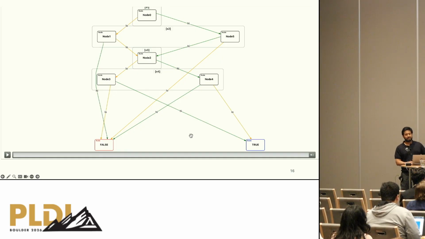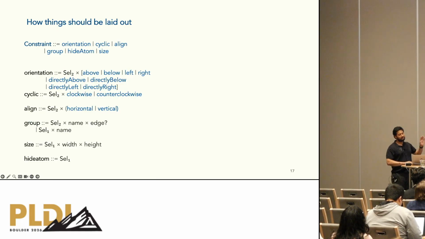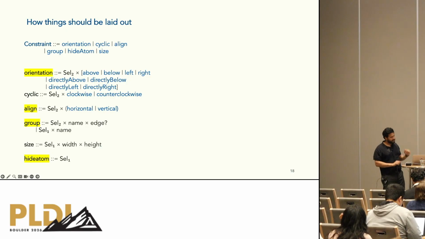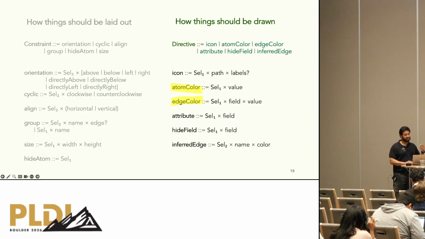So what's the vocabulary you can really use to express all of this? Spatial is deliberately really small, and it's divided into two parts. One family of rules describes how things should be laid out. You've already seen some of these: hiding, orientation, alignment, grouping. And the second family describes how things should be drawn. That's things like icons, colors, visibility.